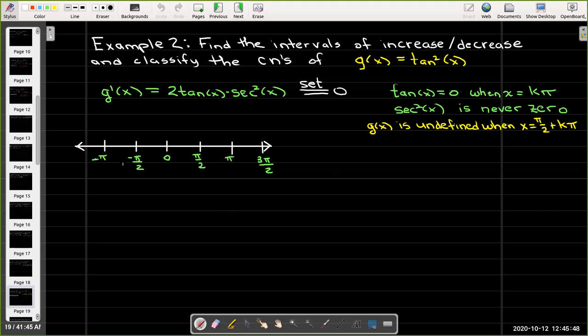So I'm going to draw a number line, and I'm going to put on here all of the critical numbers and all of the numbers where the function is undefined. So the critical numbers are the numbers where the derivative equals zero. So I went ahead and wrote zero above those. And above the numbers where the function is undefined, I put a star or an asterisk.